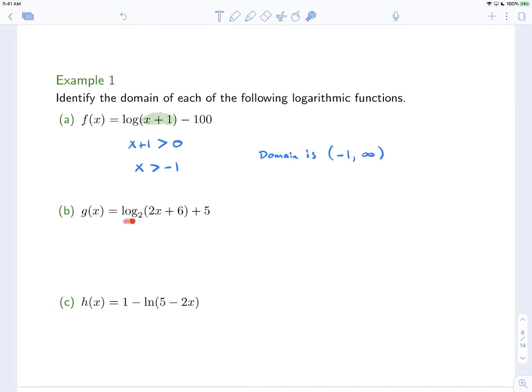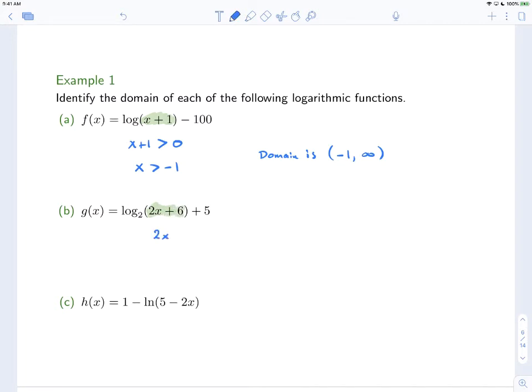g of x equals log base 2 of the quantity 2x plus 6, and then to that we add 5. So again, we don't really care that we're adding 5 here. That doesn't affect the domain. The fact that this is log base 2 also doesn't affect the domain. The first example was log base 10. This is log base 2. The base of the logarithm doesn't affect the domain. You always just have to be sure that the argument is positive.